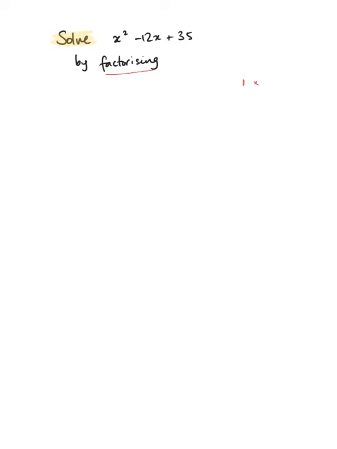So 1 times 35, minus 1 times minus 35, 5 times 7, minus 5 times minus 7. I'm going to have a look to see which ones of those add up to give me minus 12, because I've got minus 12 in the middle, and minus 5 times minus 7 is minus 12. So this is going to give me x minus 5, x minus 7.